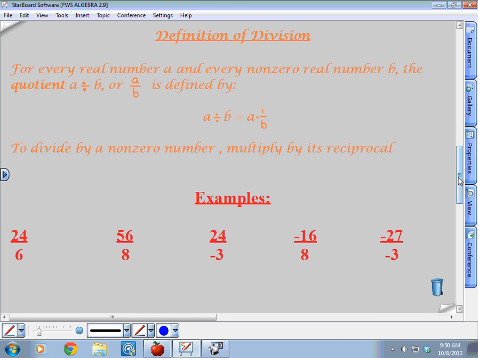The definition of division. Now let's review for a quick second. What's the definition of subtraction? When we subtract, what are we really doing? Adding the negative. We're adding the opposite. Good, adding the negative. So when you're subtracting, you're adding the negative.